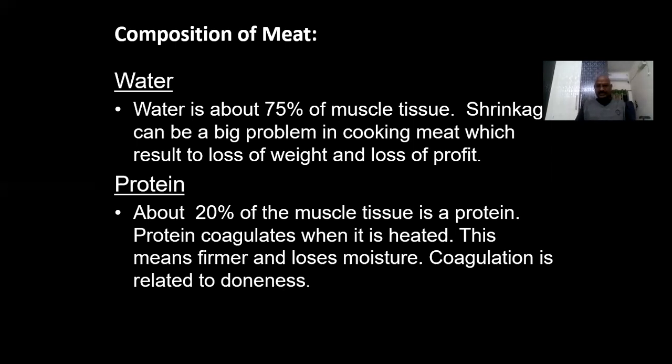This means firmer and loses moisture. Coagulation is related to doneness. Okay, so moisture, of course, is about 75% water. That moisture is going to shrink, and it's going to evaporate while you're cooking the meat.